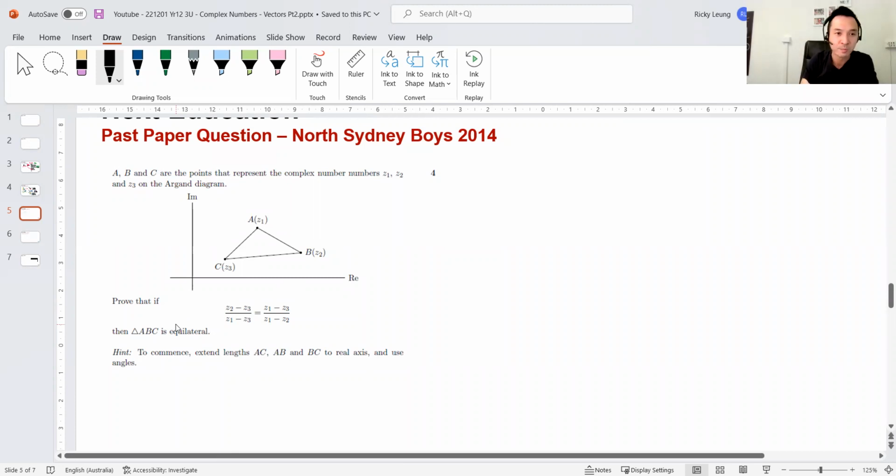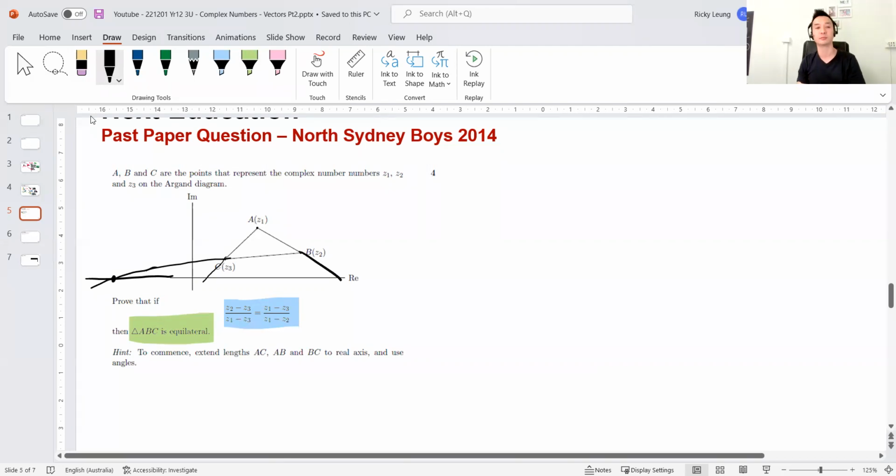Let's have a look. ABC, okay, nothing there. Prove that if, so this is given, this is fact, then the triangle is equilateral. Hint, to commence, extend the lengths AC, AB, and BC to the real axis. What they're saying is, if this is a diagram here, they want you to extend this one, cut there. Maybe I'll extend it first, just so I know where to cut. There. And then extend this one as well.